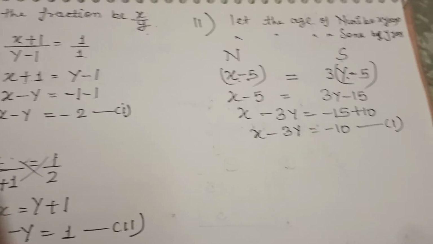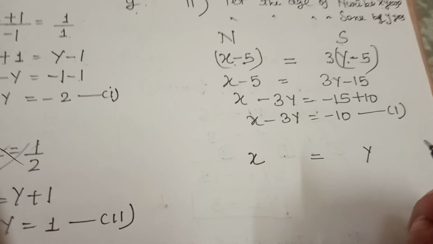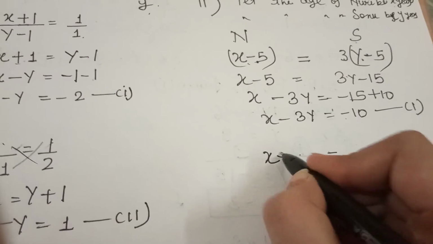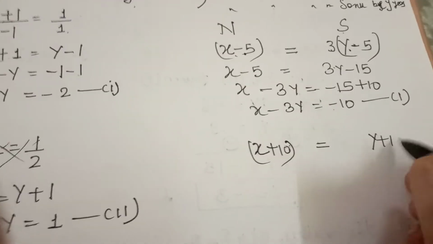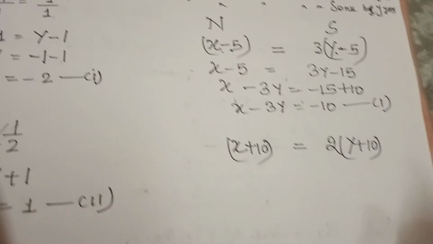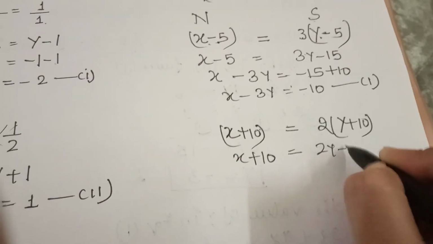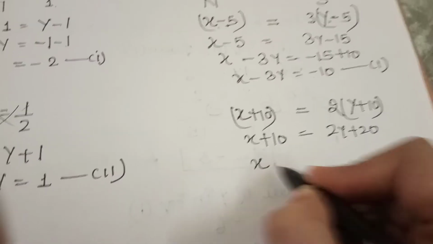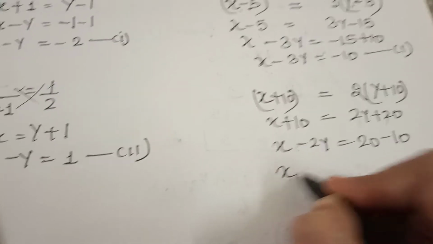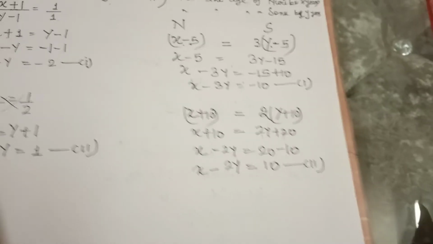Now come to the next equation. Again Noori, Sonu, equal sign. The condition is 10 years later. It means plus 10. 10 years later Noori will be twice as old as Sonu. So in Sonu's age, what will we multiply? 2. So x plus 10 equal to 2y plus 20. Again standard form, minus 2y. 20 is already here. Shift 10. So x minus 2y equal to 10. This is your second equation.